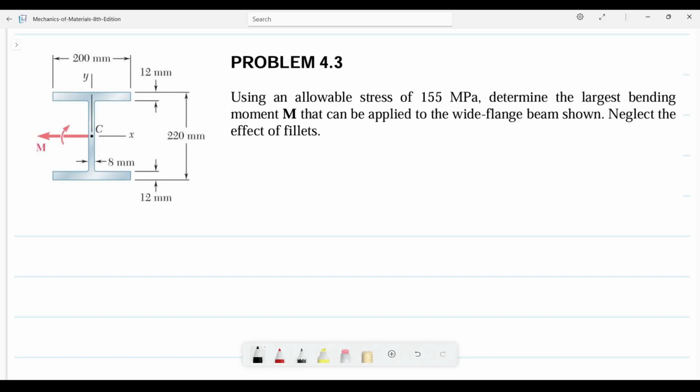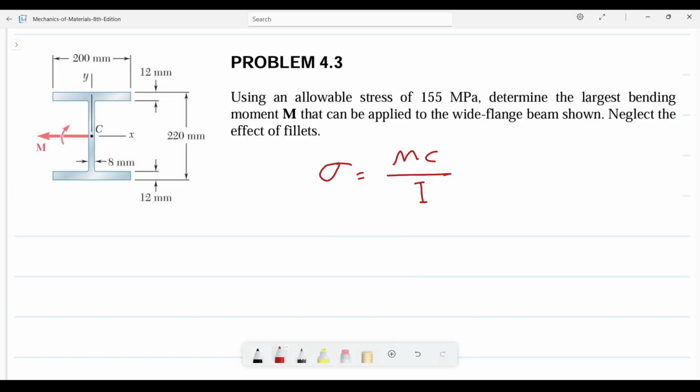Let's read the question. Using an allowable stress of 155 megapascal, determine the largest bending moment M that can be applied to the wide flange beam shown. Neglect the effect of the fillets. Here we are going to write the basic formula of this part. We have sigma equal M multiplied by C divided by I.